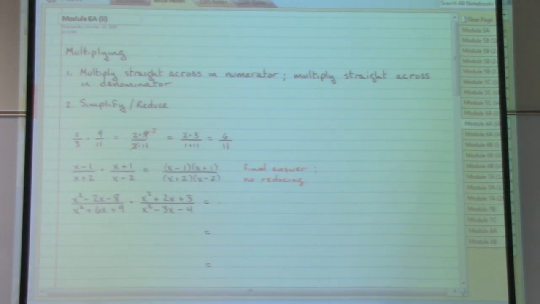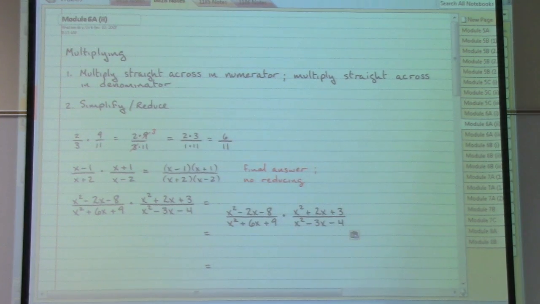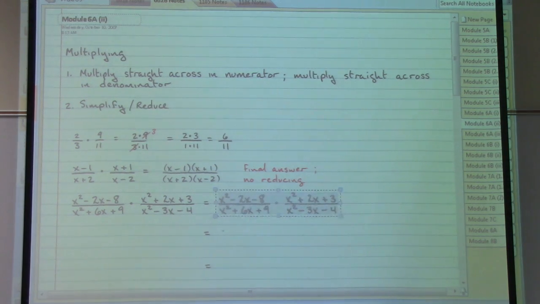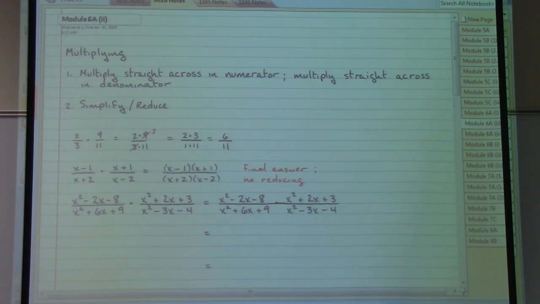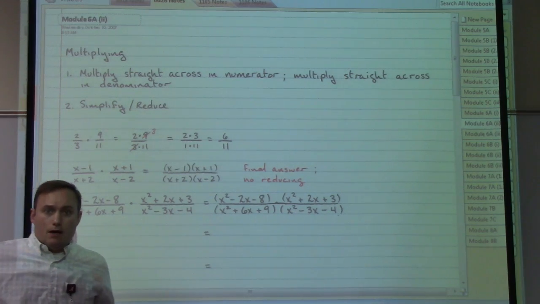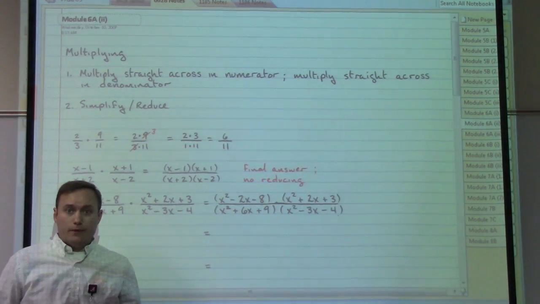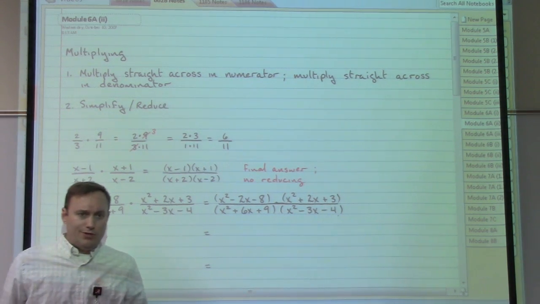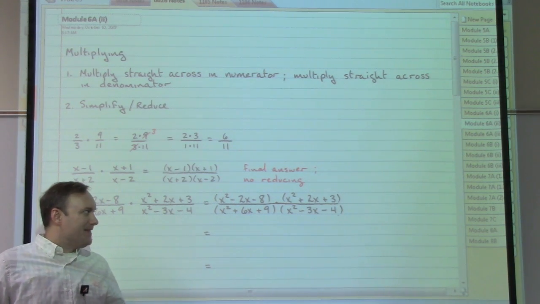So, to show you a little bit of the dirty way of doing things here, we can go ahead and take that original problem, and when we copy things down, the quick and dirty way of doing things would be to extend our fraction bar, like so, and then put each numerator inside a set of parentheses, put each denominator inside a set of parentheses, and there's the first step right there. We have multiplied straight across.